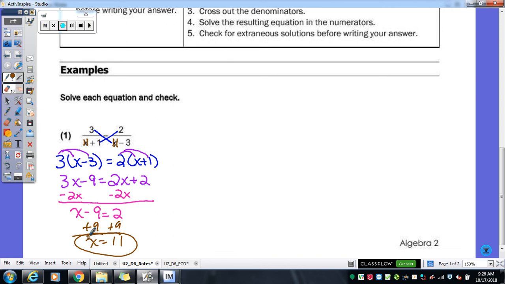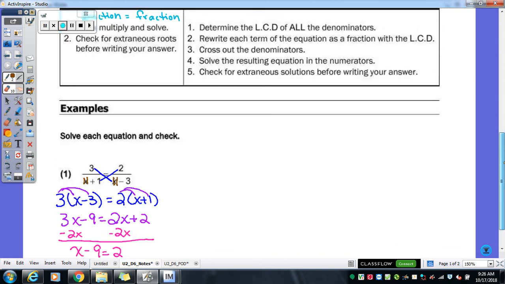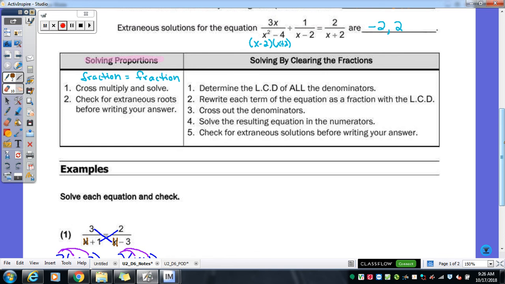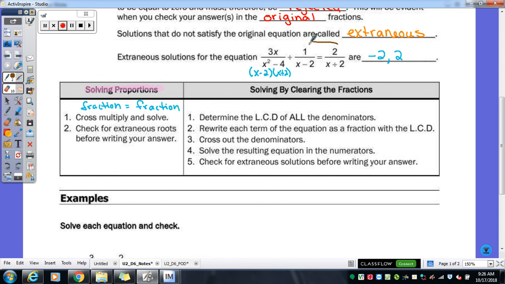So two fractions is simply cross multiply. Now before we go on to the back, let's look quickly here. If you have more than two fractions, like this example here where we were looking for our extraneous roots, you have a fraction plus a fraction equals a fraction. So we've got more than just 2. What you have to do is follow these steps.